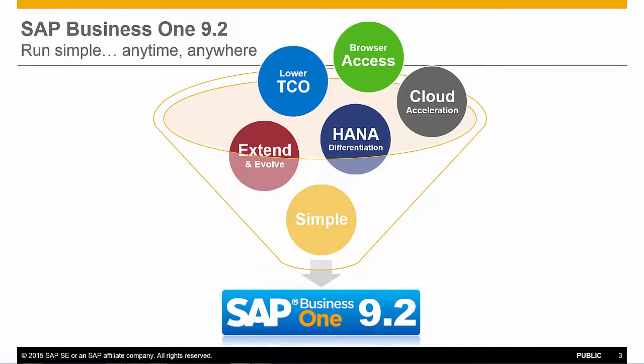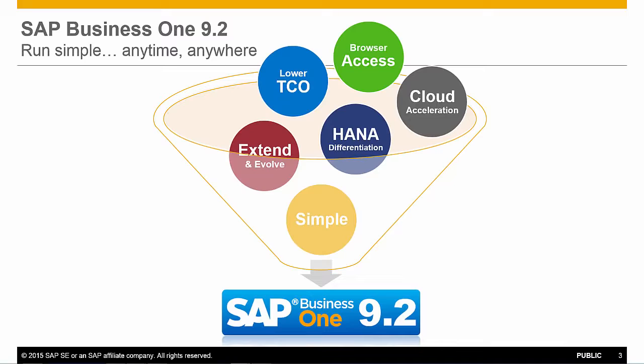With SAP Business One 9.2, you can run your business simply, anytime, anywhere. Introducing SAP Business One Browser Access, simple remote access for on-premise customers, ultimately lowering the overall total cost of ownership. By accelerating transition to the cloud, we have opened up to new market segments. Differentiate your business with SAP Business One 9.2, version for SAP HANA, and leverage our SAP HANA-based innovations.